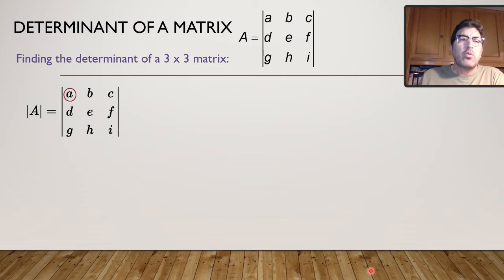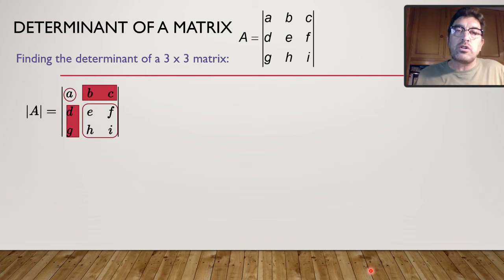First of all, we're going to choose element A. Then every element that lies in the same column as A or the same row as A, we're going to ignore. So we're going to work with that bottom little part, E, F, H, I, the 2 by 2 little matrix. We can cover those two so that we make sure we do not use them. So what do we do with that?